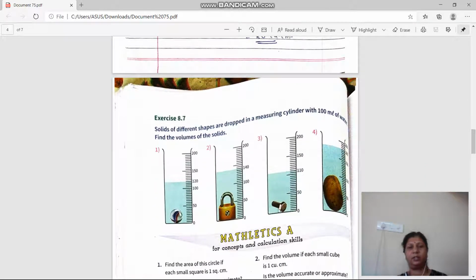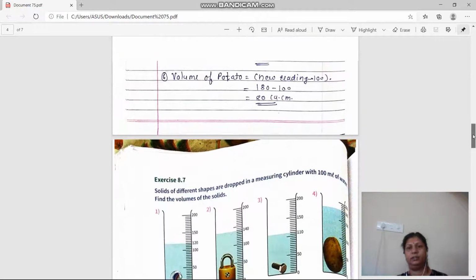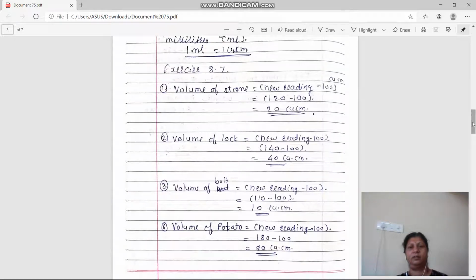What is the next object? It is a lock. When we drop the lock, what will be the increased level? 140. So see here, volume of lock is equal to new reading minus 100, that is 140 minus 100, we get 40 cubic centimeter. Okay. Now next, volume of bolt.